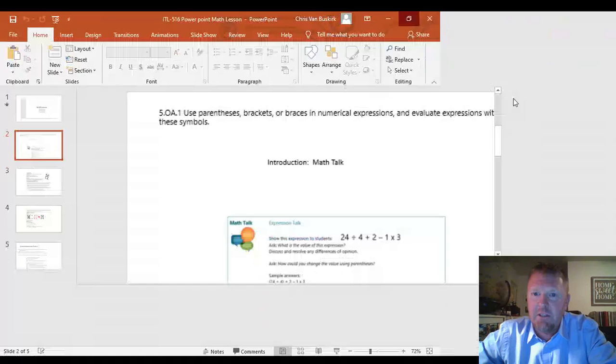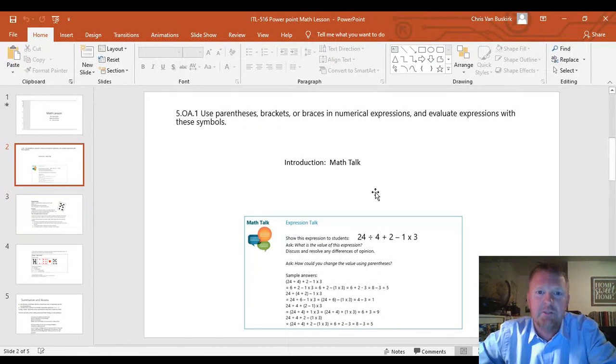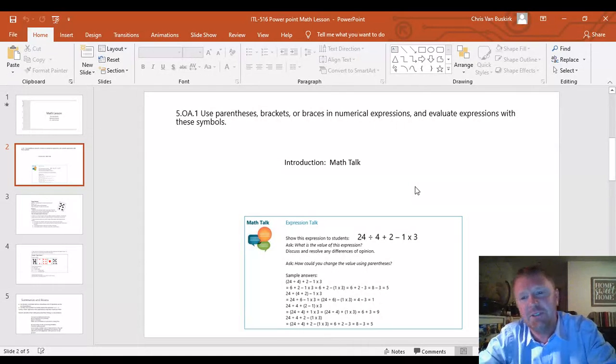And in this math talk, we're going to discuss an expression and start off by we'll show this expression to students. 24 divided by 4 plus 2 minus 1 times 3. We'll ask the students, what is the value of this expression? And they'll discuss and resolve any differences of opinion. So 24 divided by 4 is 6, plus 2 is 8, minus 1, 7 times 3 it should be 21.